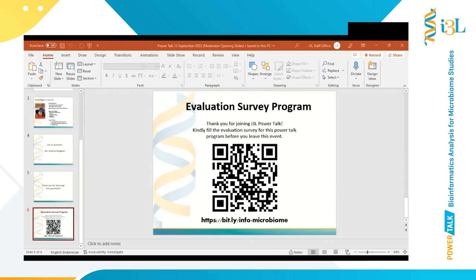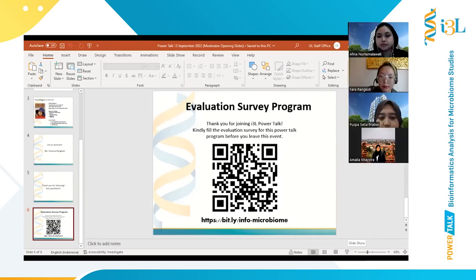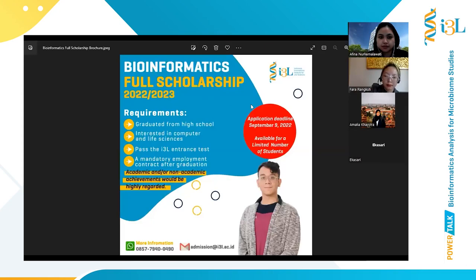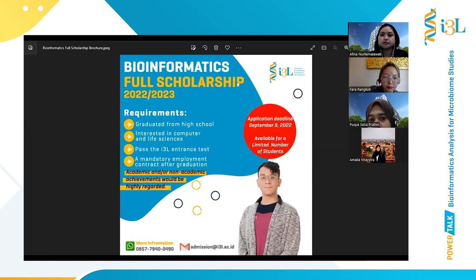I would like to share one more piece of information. Regarding the bioinformatics program from i3L, there is an available scholarship opportunity. Currently, the bioinformatics study program is receiving applications for a full scholarship for bachelor degrees, starting from this term. We will still receive applicants until the end of this week.